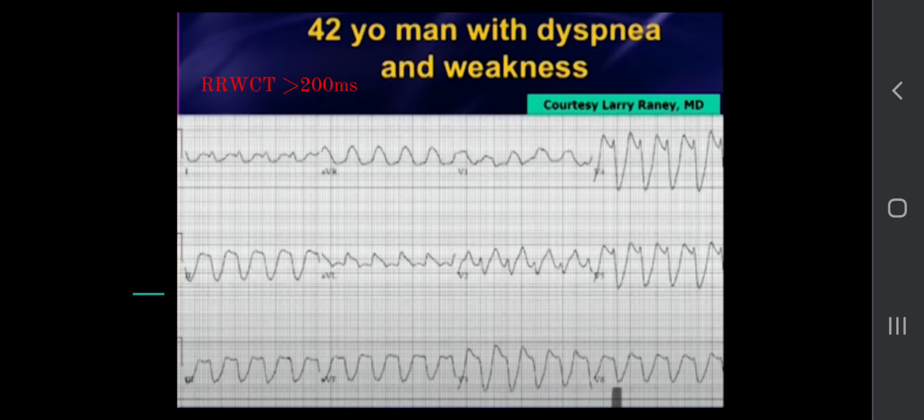Here we have a 42-year-old male with dyspnea and weakness. Here we've got the wide QRS complexes, the really, really wide QRS complexes. Some of these QRSs are bigger than one whole box, which is 200 milliseconds. When you see something like that, just take a step back and think this could be hyperkalemia. Maybe give calcium and sodium bicarbonate a chance.